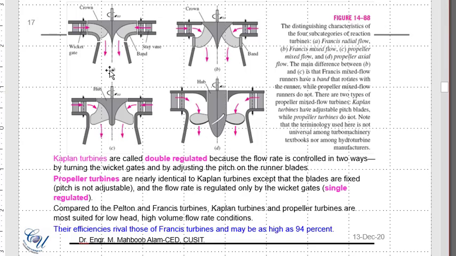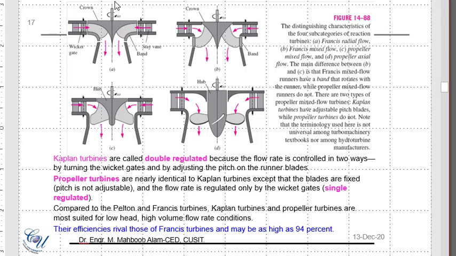For example, here you see that we have these different kinds of entry and exit points. If you look at this reaction turbine, water is entering in the wicket gates in this direction, and then it is hitting the stay vane almost axially, and that's why they are called Francis radial flow. You see, this is the rotating shaft, so the shaft is rotating like this.